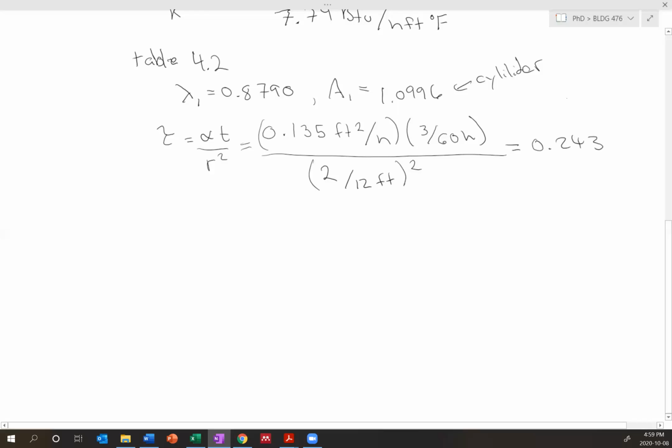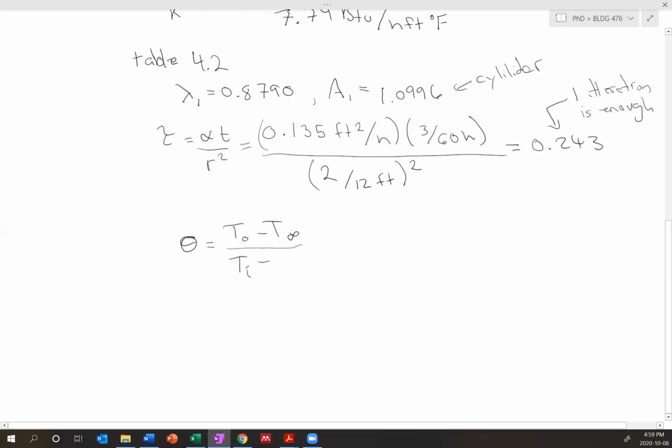0.243. This is good, so one iteration is enough. So then we can calculate the temperature at our center line. This is the temperature at our center line minus temperature infinity, which is the furnace, so we're referring to the air temperature far enough away from the cylinder. So this infinity doesn't refer to time, it refers to location, I guess.